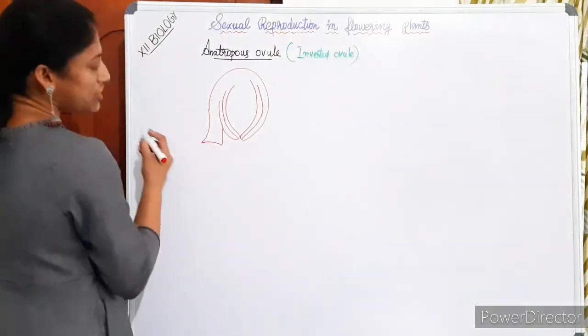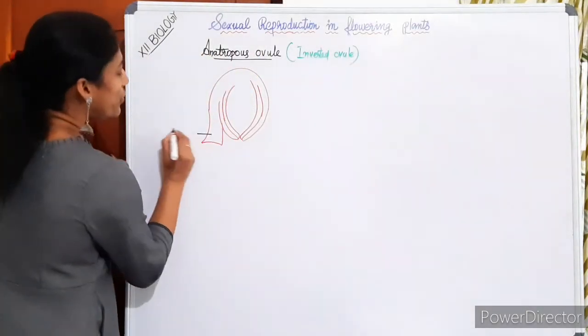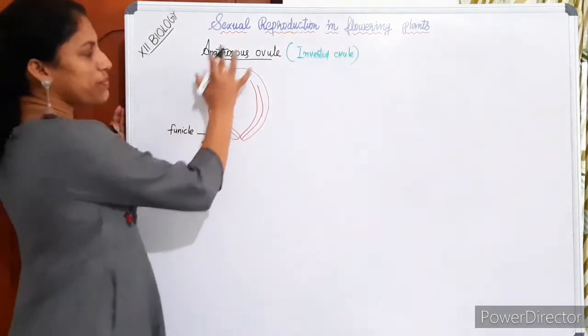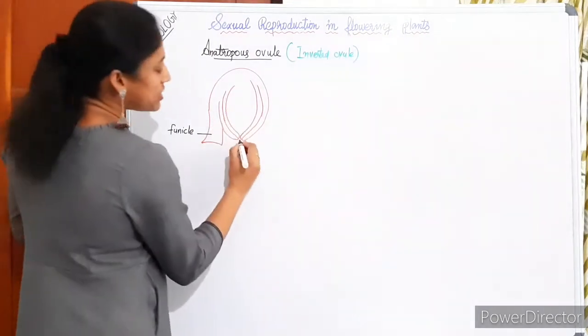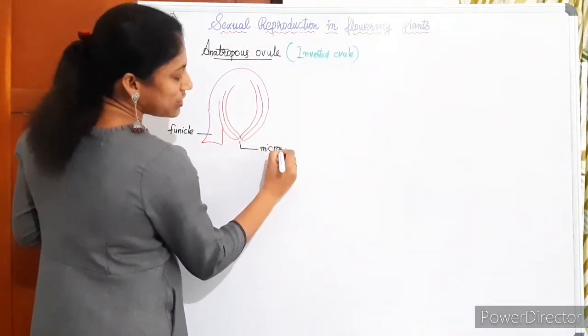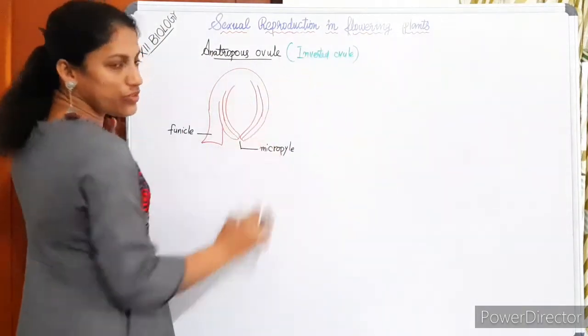So this is the stalk of the ovule, and I told you the stalk of the ovule is called funicle. This is the body of the ovule and the tip part. There is an opening called micropyle. The tip has come downward because of the bending, so it is an inverted ovule.